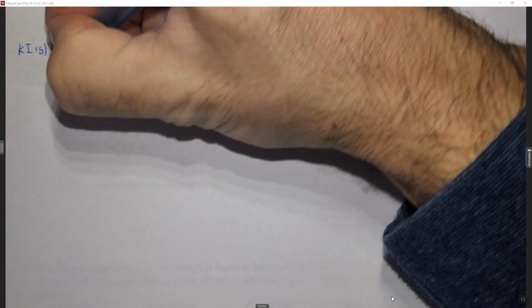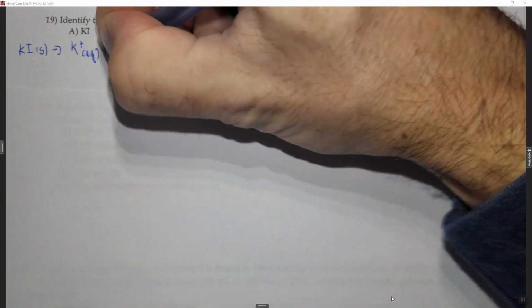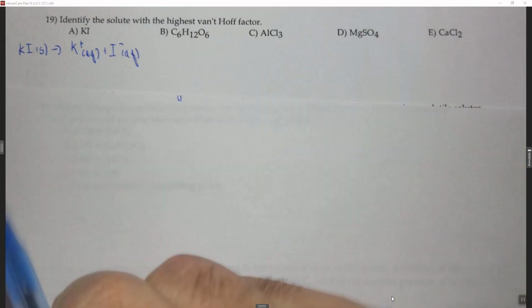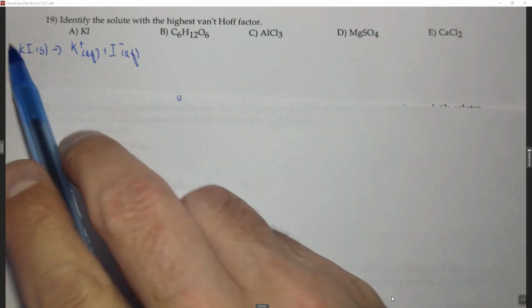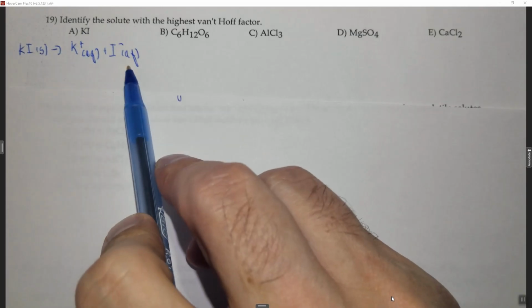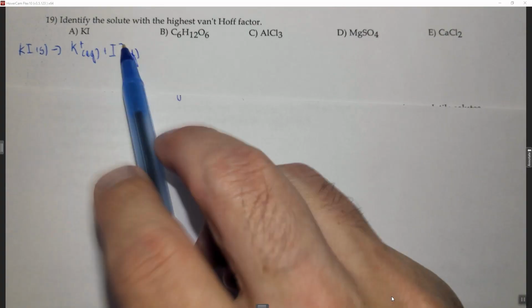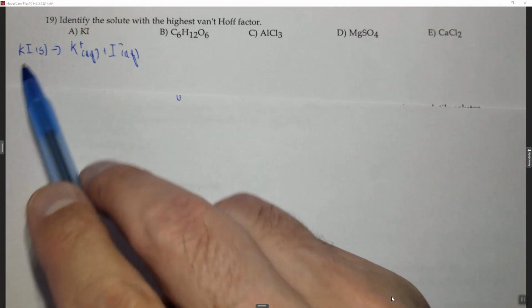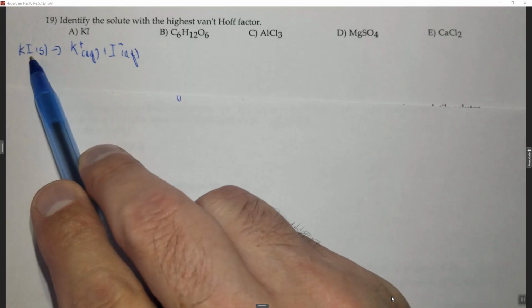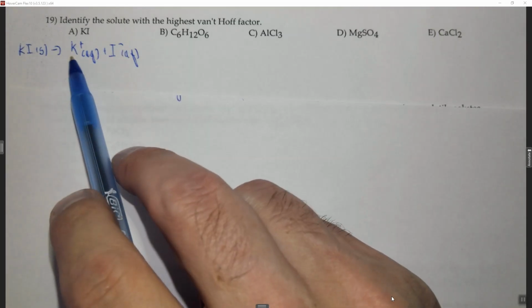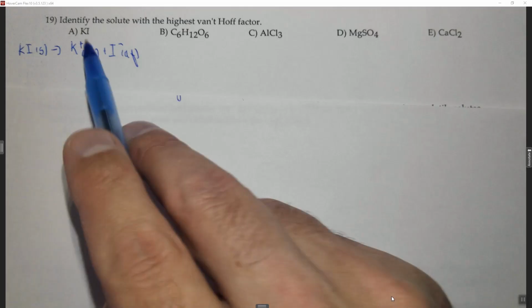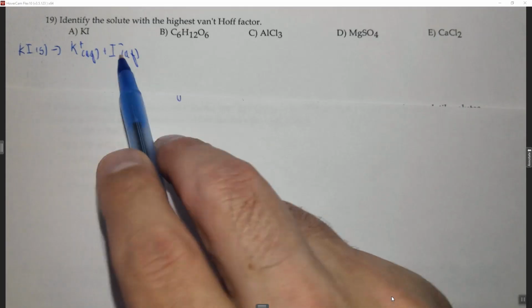So KI, solid, and it definitely is solid because it's ionic, yields K plus aqueous plus I minus aqueous. So when you dissolve ionic compounds in water, they dissociate into their ions. Don't forget your charges of your ions, which are based on, this is 1A and this is 7A. You may need to review that, but that's not super important here. What's super important here is it breaks up into 2 things.